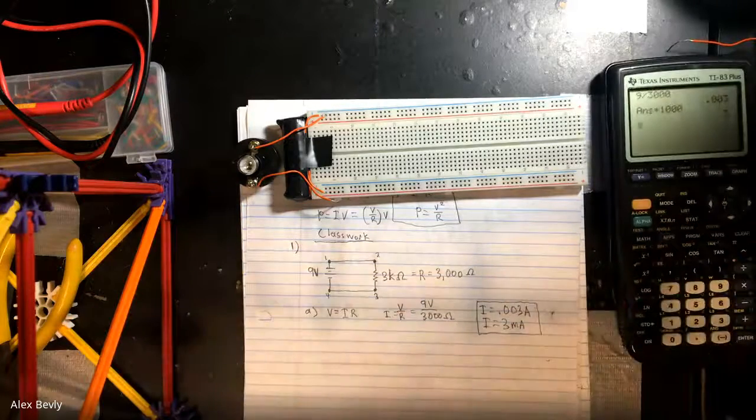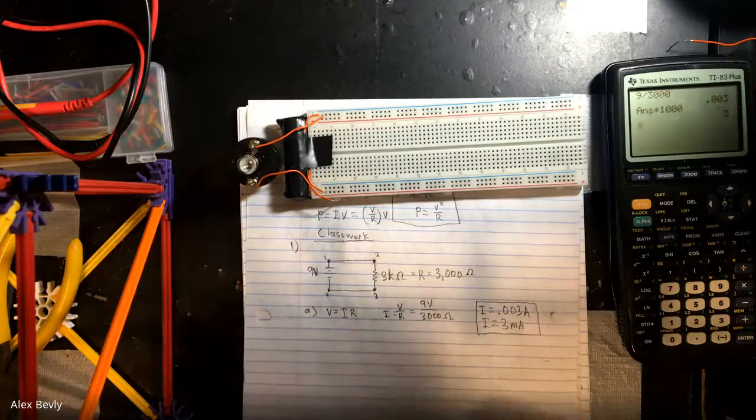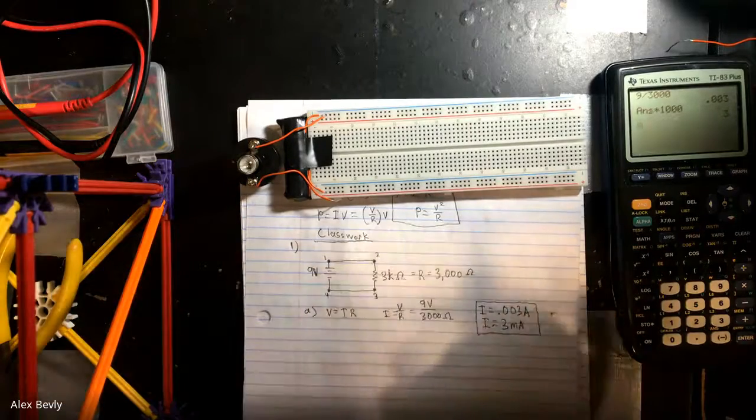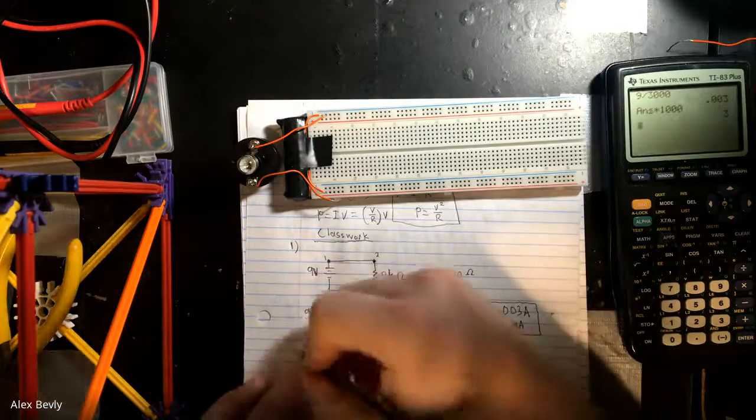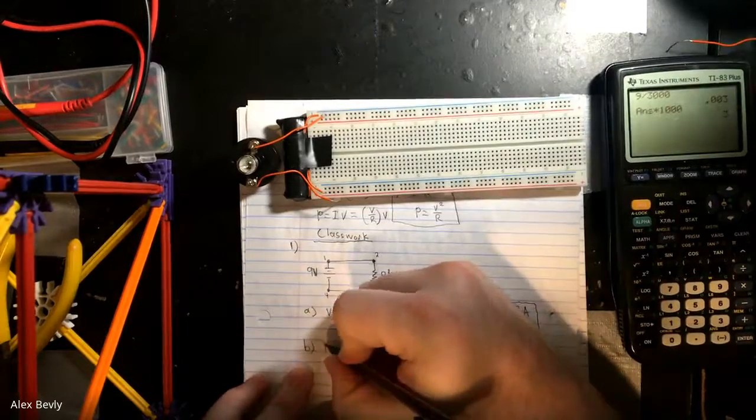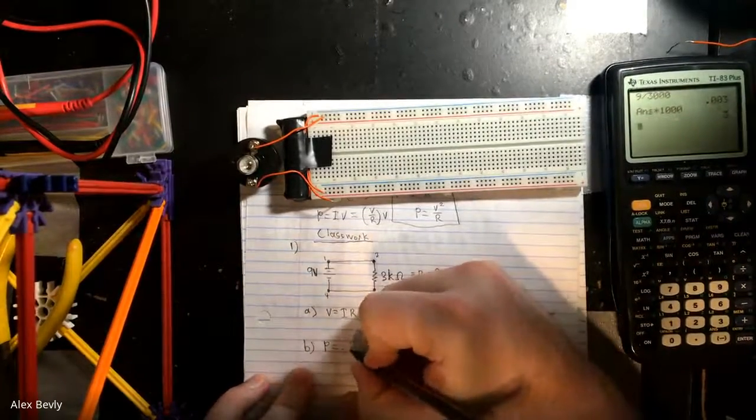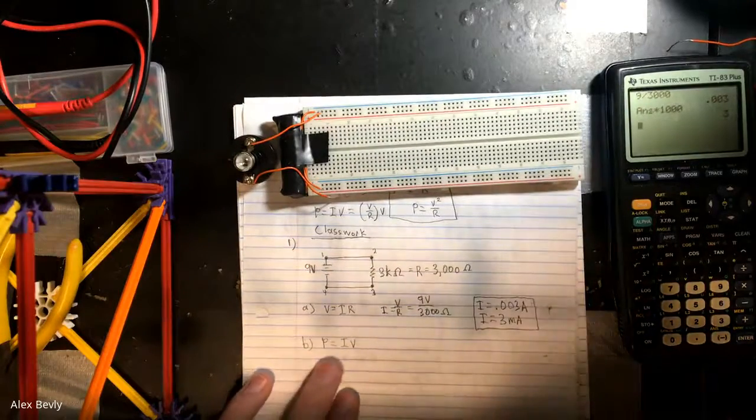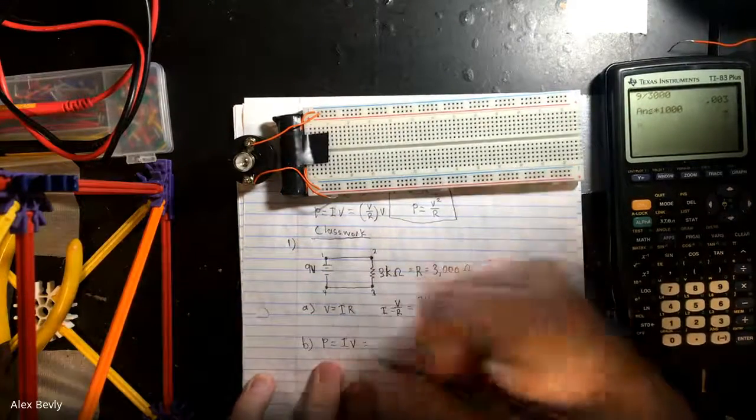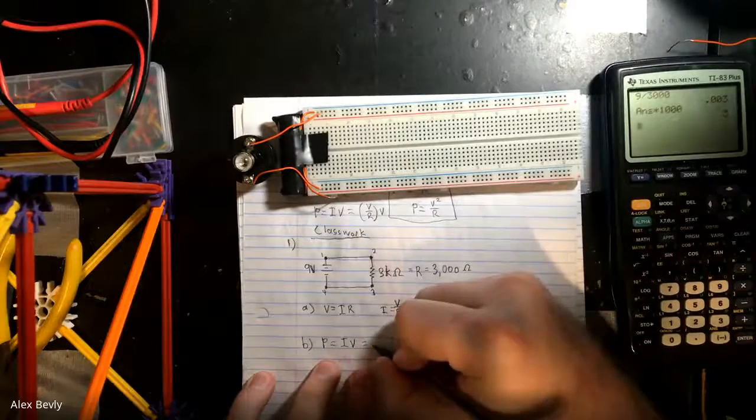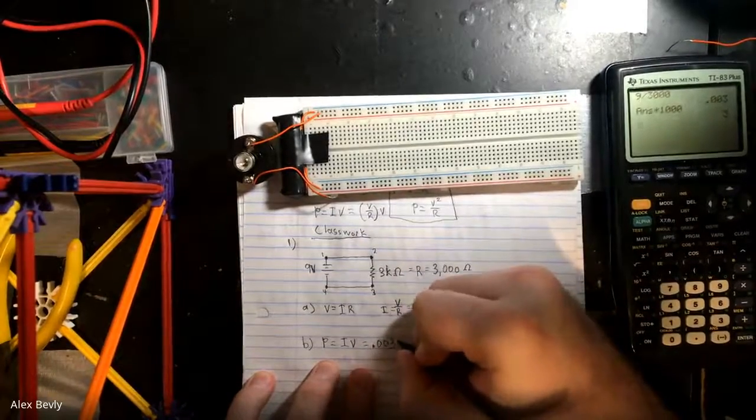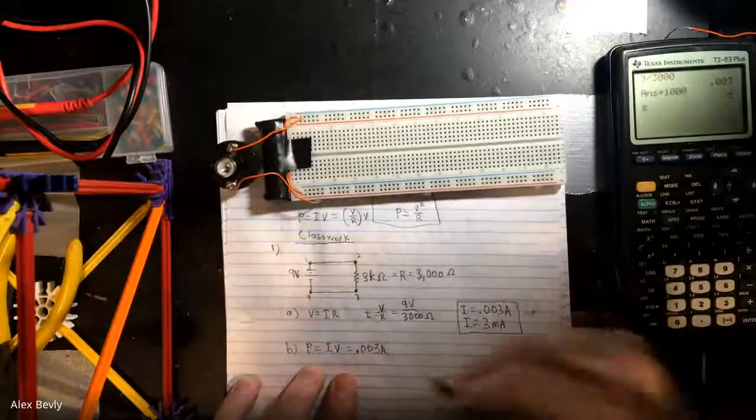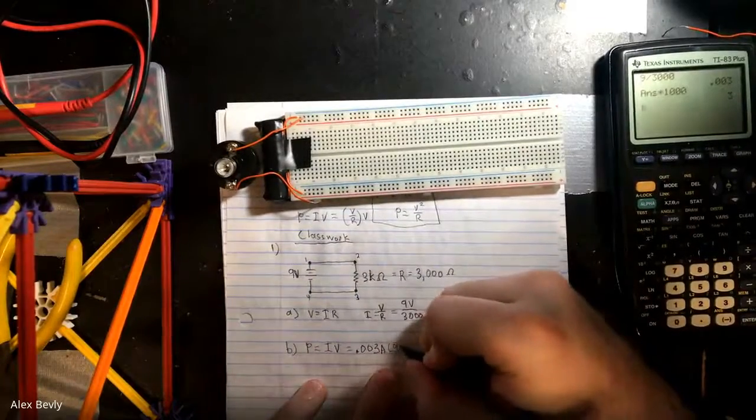All right. B wants us to figure out how much power the appliance uses. So power is current times voltage. Well, I got 0.003 amps of current, and I provided 9 volts.